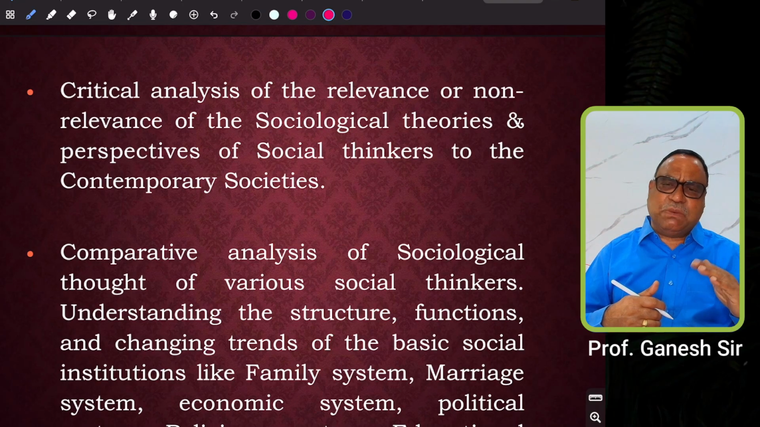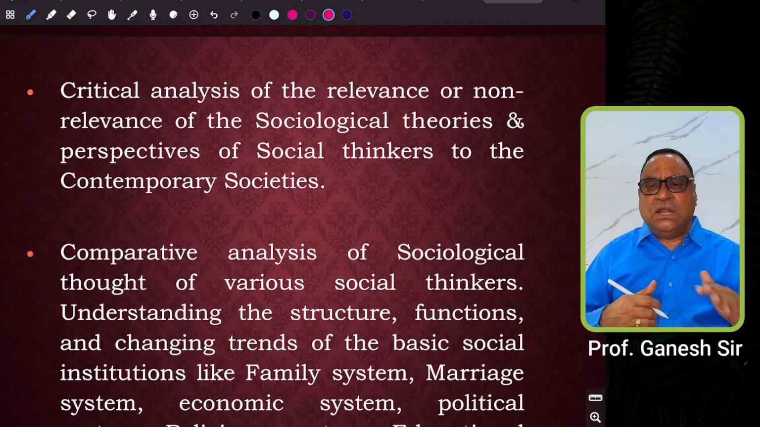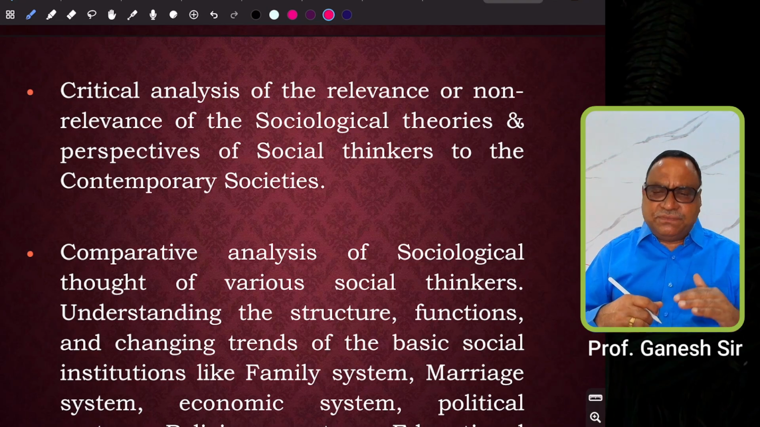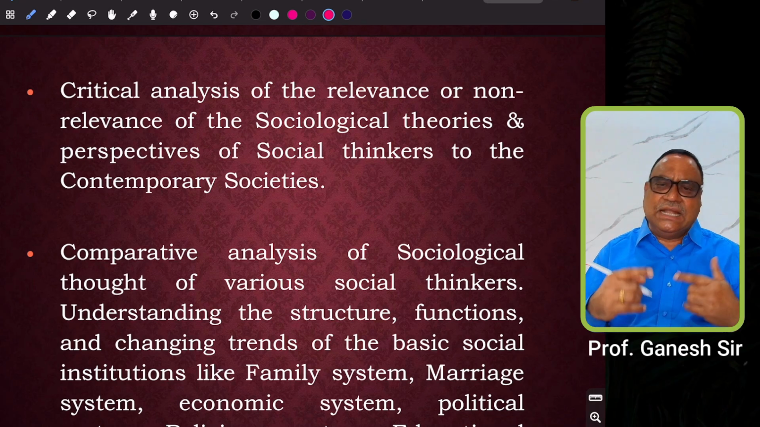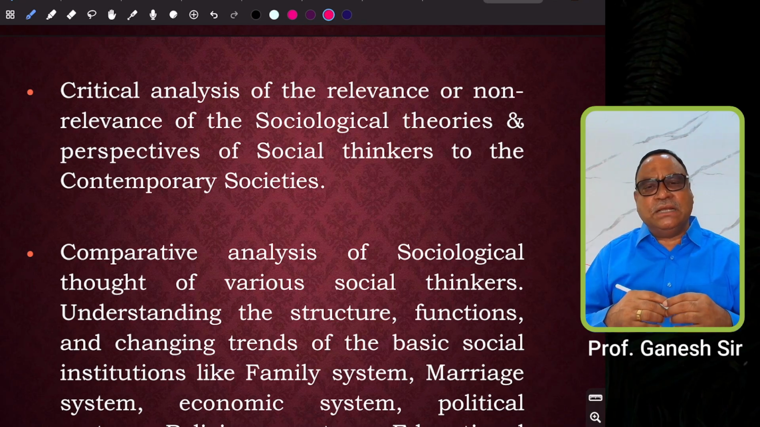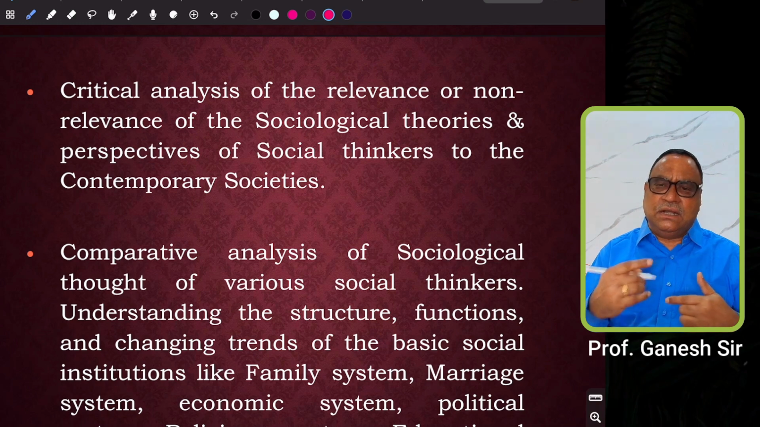Then how these perspectives and theories are relevant to the contemporary capitalist societies in the world, and apart from that, how they are relevant to the Indian society. So that kind of analysis has to be made by the student while understanding these theories and perspectives.